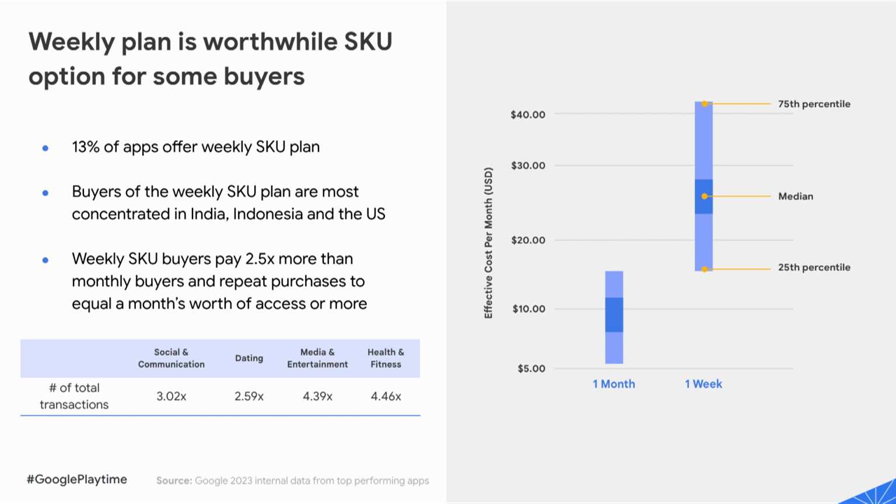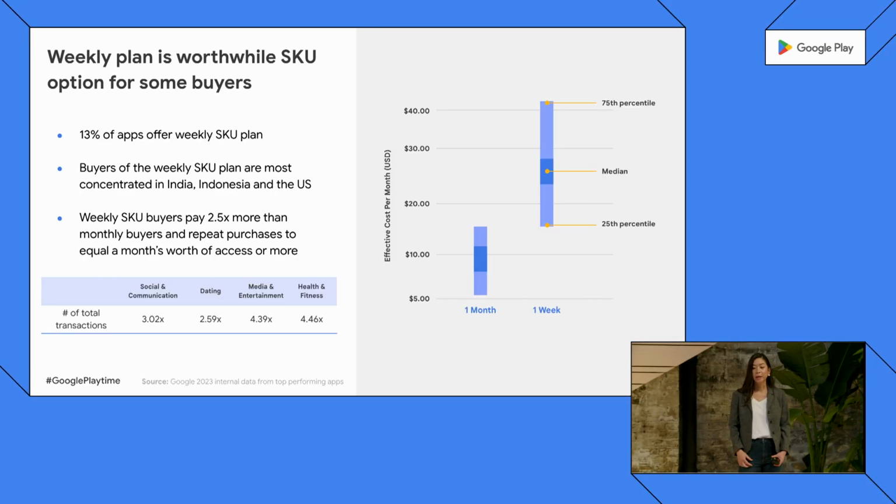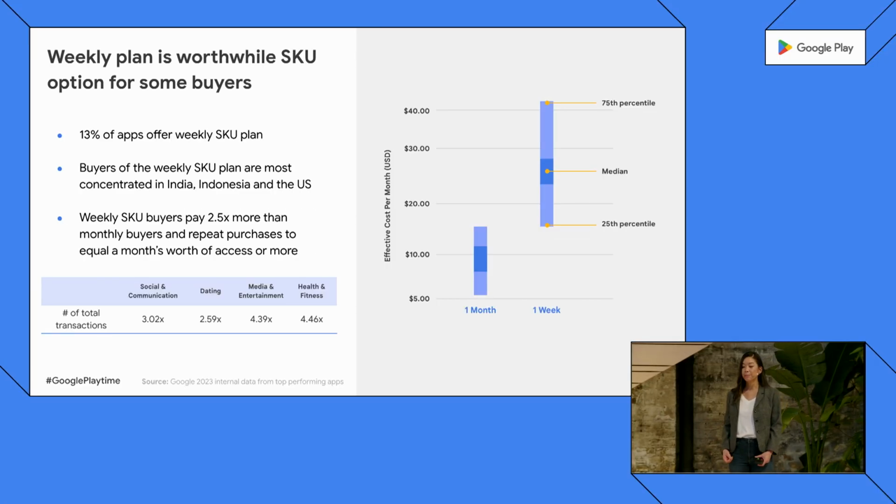Let's now look at the weekly plan. Currently, only 13% of apps offer the weekly plan, and buyers of the weekly plan are most concentrated in India, Indonesia, and the United States. The chart on the right shows the effective cost per month buyers are paying for the weekly plan versus the monthly plan. So in terms of cost per month, buyers of the weekly plan are paying 2.5 times the monthly price.